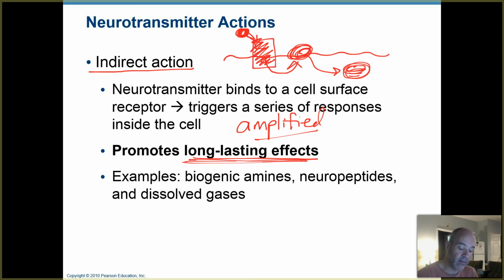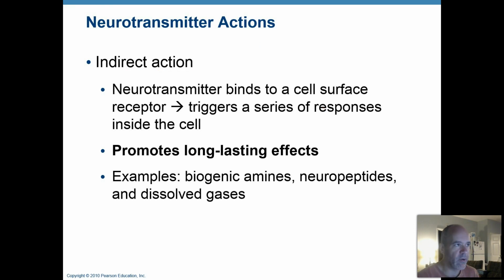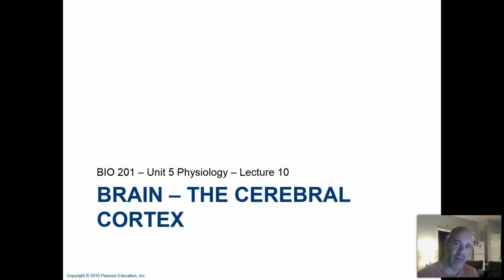The ones that act like these are your biogenic amines, the neuropeptides we talked about on the last lecture, and then some of those dissolved gases like nitric oxide and carbon monoxide as well. So like I said, if you like molecule type stuff and you want to take a closer look at how longer lasting effects can occur, check that out in your textbook in the section on neurotransmitters.